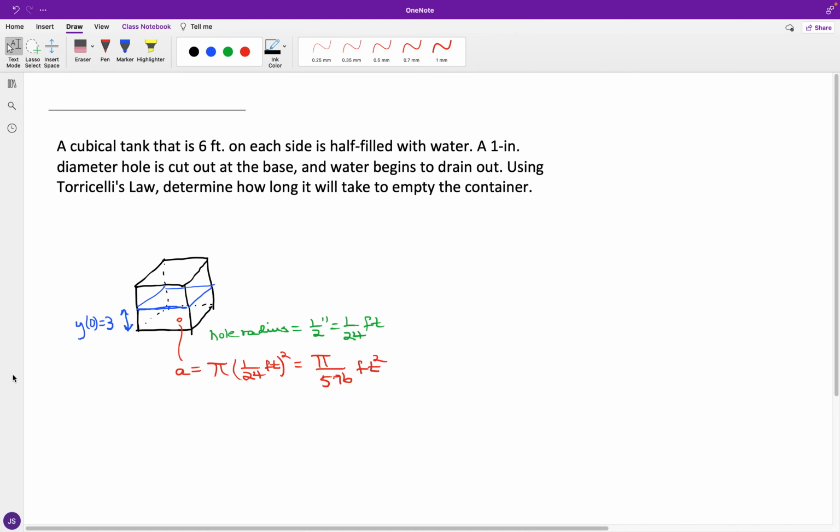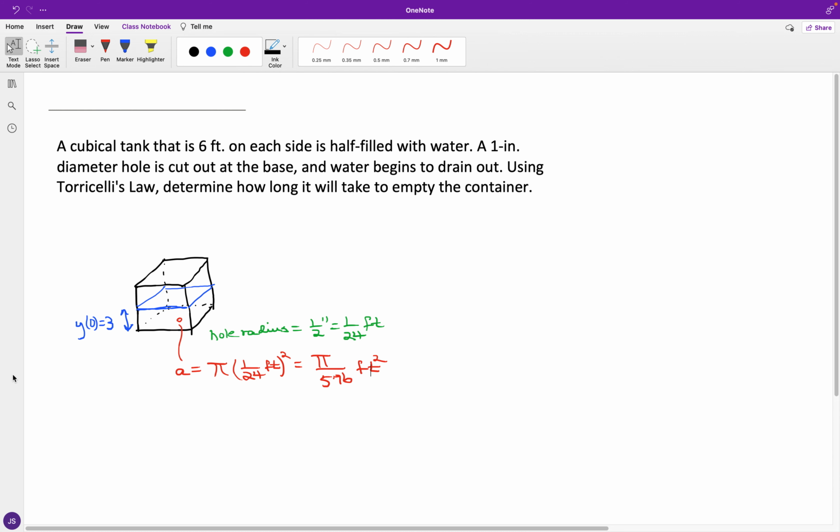Okay, looking at Torricelli's law, let's go beyond just the mere use of spherical and cylindrical tanks. Let's say that we have a cubical tank that is 6 feet on each side, and the tank is half filled with water. We have a 1-inch diameter hole cut out at the base, and water begins to drain out. Using Torricelli's law, determine about how long it's going to take to empty the container.